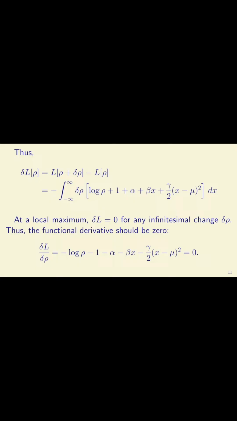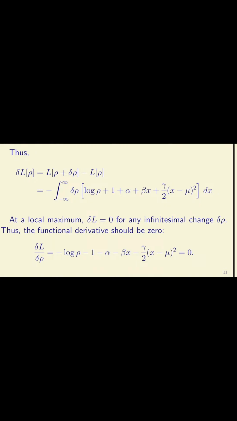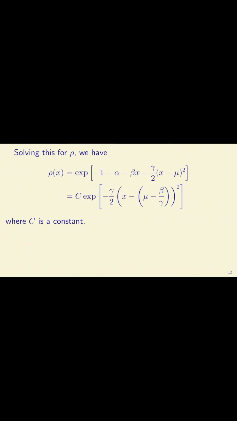For delta L to be 0 for any arbitrary delta rho, the term in the square brackets must be 0. This gives us the functional derivative, that is, this. So this is the crucial step. We found an expression for rho of x. Indeed, solving for rho of x, we get rho of x is equal to this.